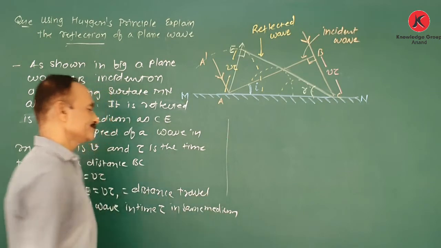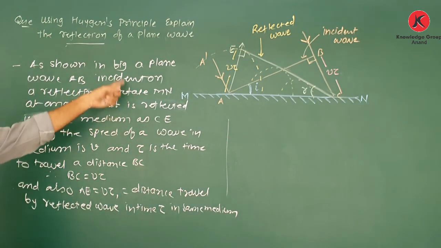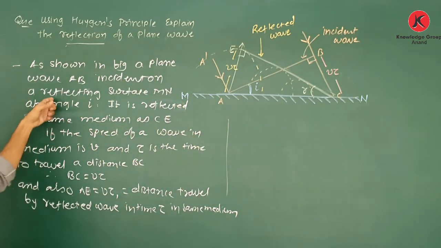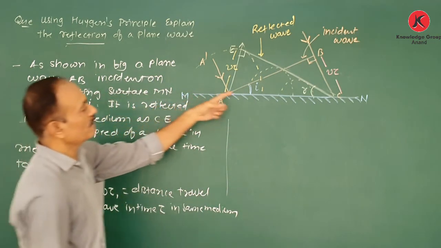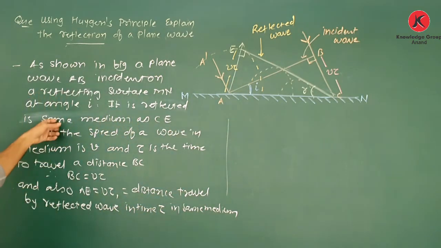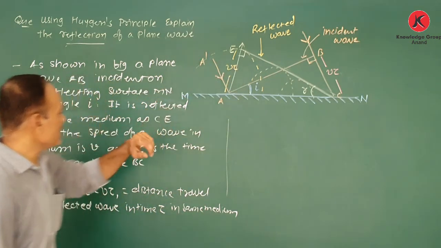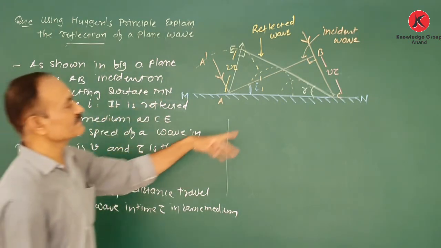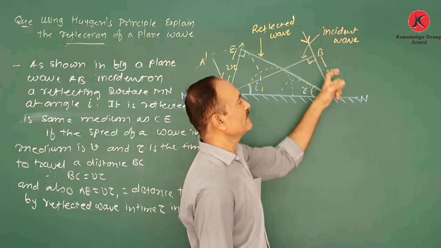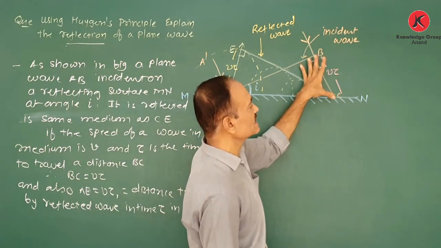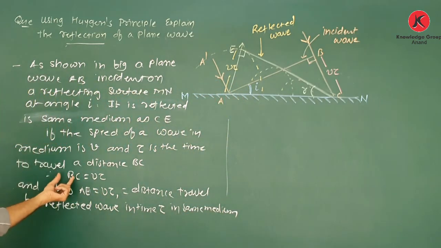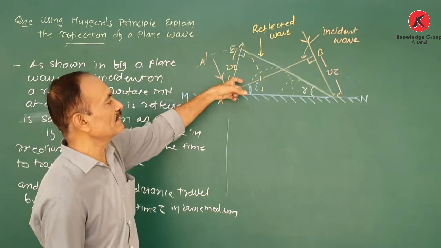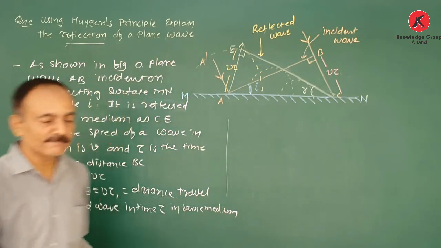Now, from the figure, there is the description of what's happened. AB is the plane wave incident on the reflecting surface MN at angle of incidence i. This wave is reflected in the same medium as CE. If the speed of the wave in the medium is v and tau is the time taken by the wave AB to travel the distance BC, therefore BC is equal to v tau. Similarly, AE is also the same distance traveled by the reflected wave in the same time in the same medium.